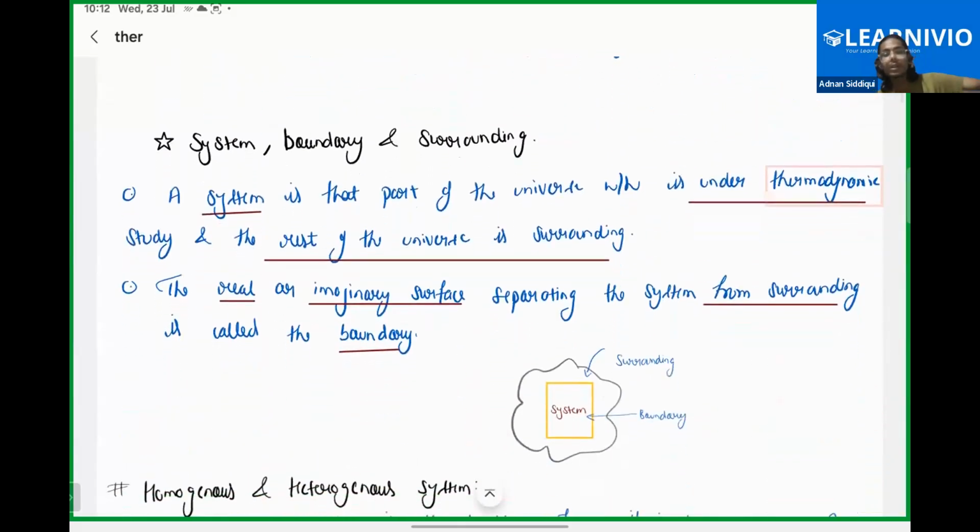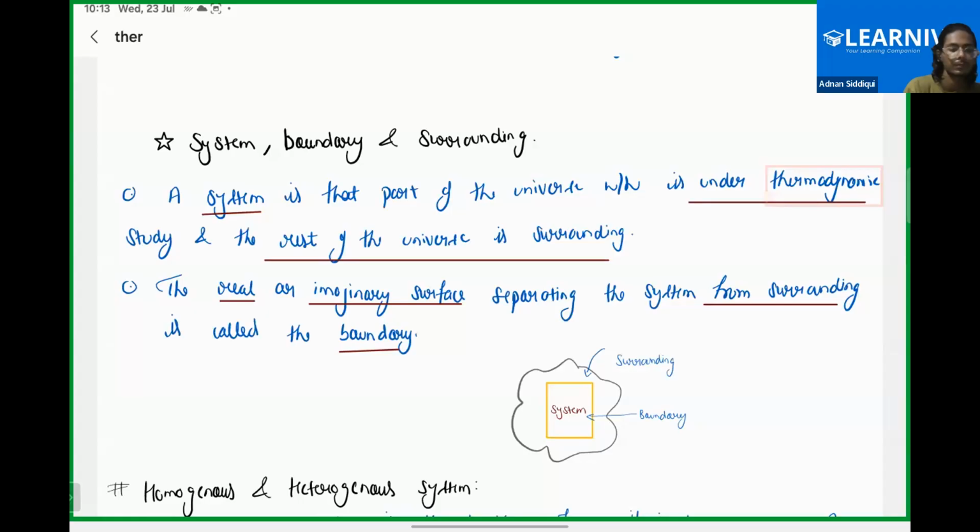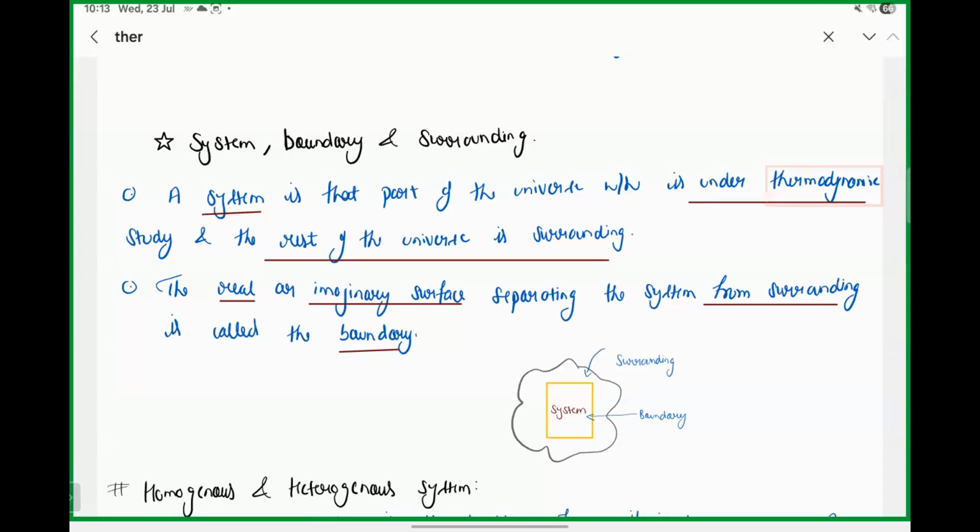Then we talked about system, boundary, and surrounding. Can you give me a brief about it? I have already taught you this. Can you tell me what is system, what is surrounding, and what is the other thing, boundary? The system is the major thing. The boundary separates the system from the surrounding, and surrounding is everything but the system and the boundary.